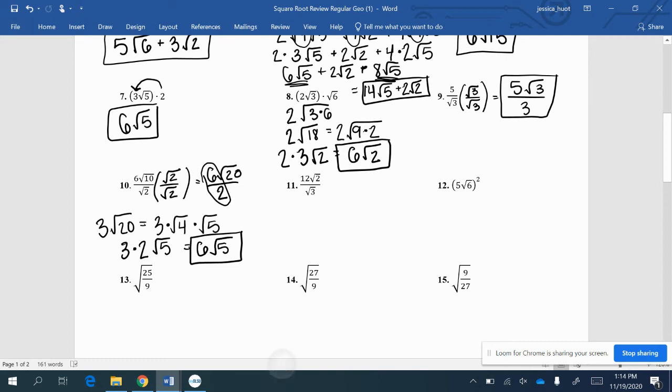Number 11, I'm going to multiply by the square root of 3 on the numerator and denominator. So 12 times 2 times 3 is 6. So square root of 6 all over 3. Again, 12 is divisible by 3. So 12 divided by 3 is 4. So 4 times the square root of 6.